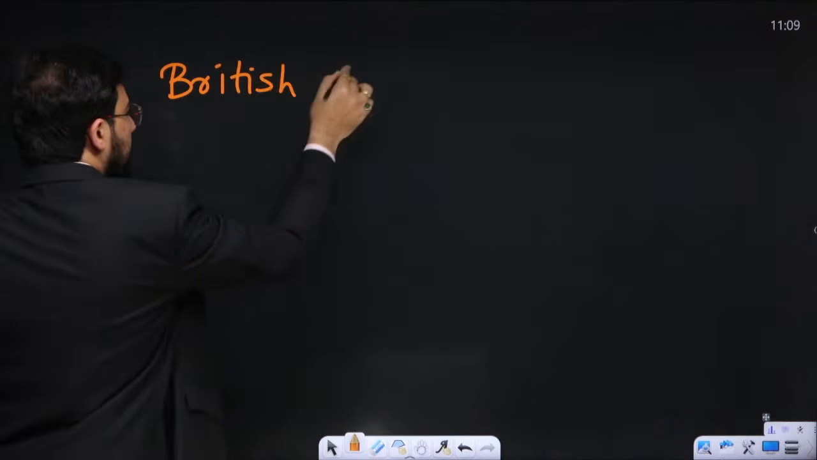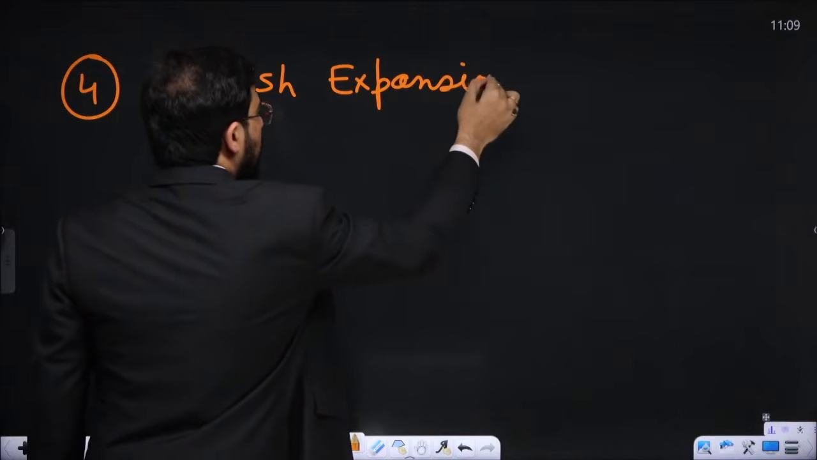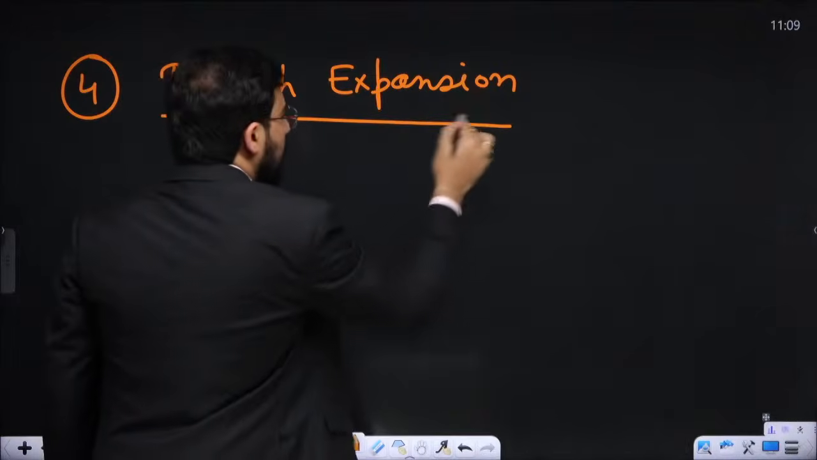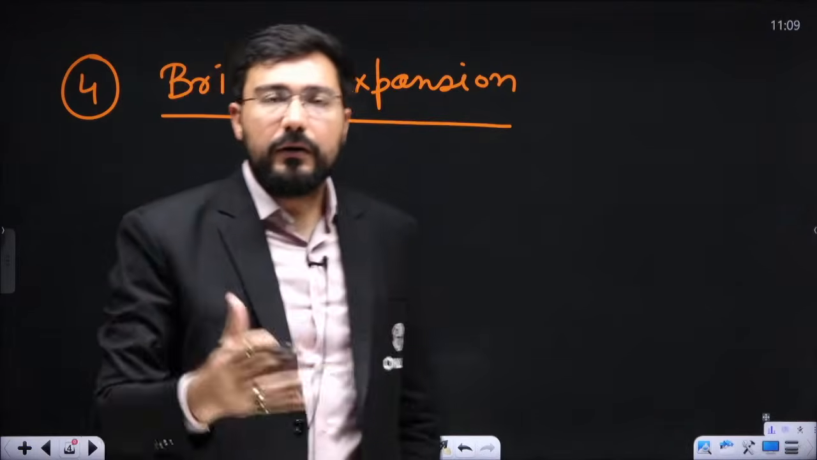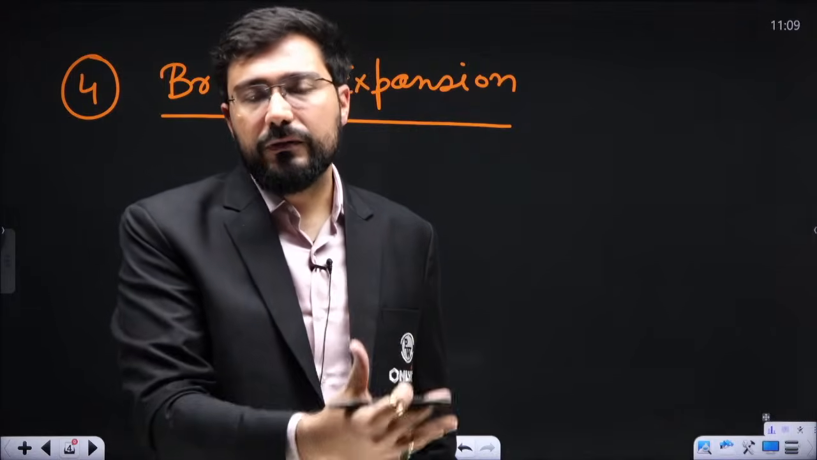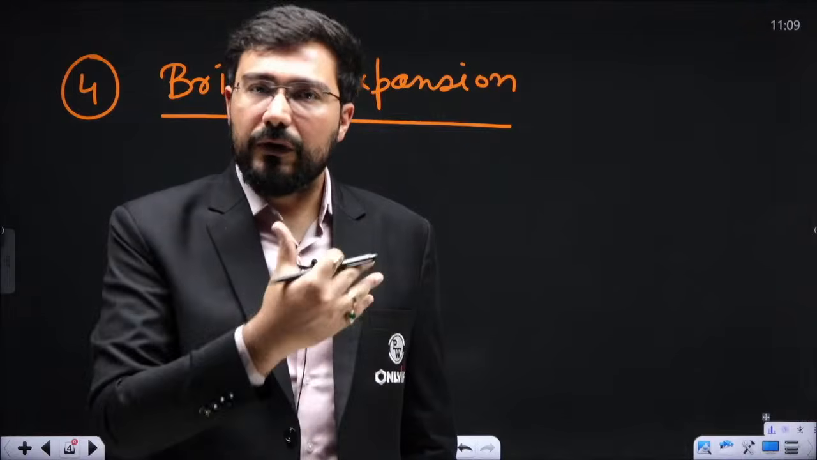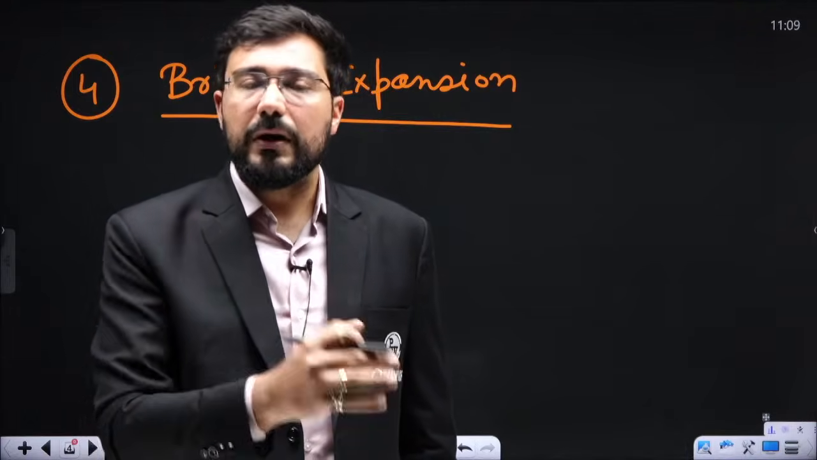Okay, the fourth theme is British expansion. In British expansion, we try to understand how the British was able to win the majority of these states. Like we see, Bengal was captured through the Battles of Plassey and Buxar. Similarly, Awadh's fortunes were also affected in the Battle of Buxar.